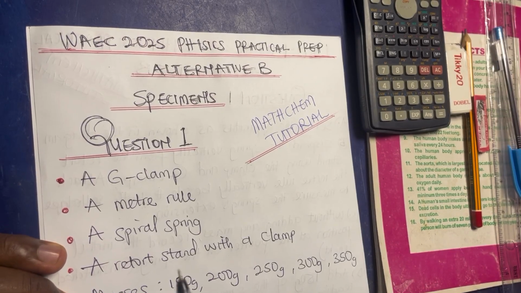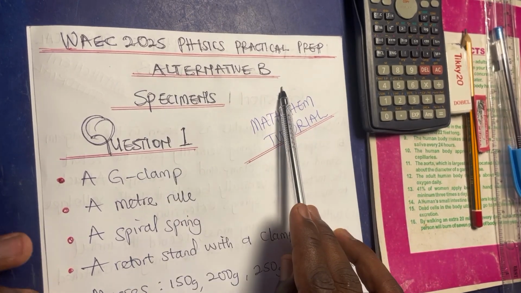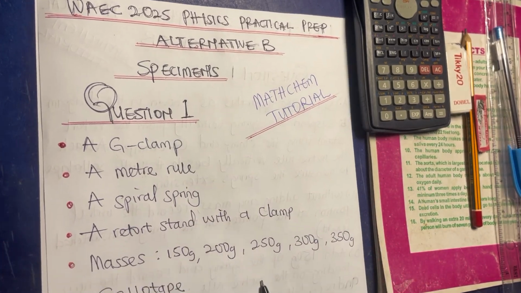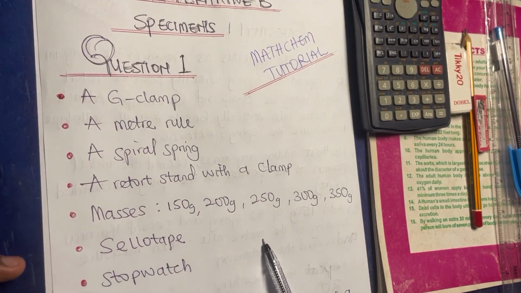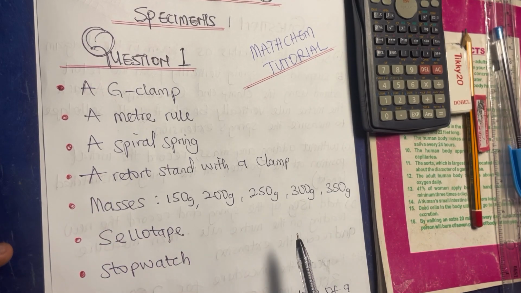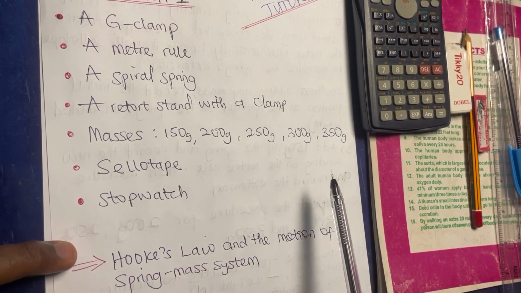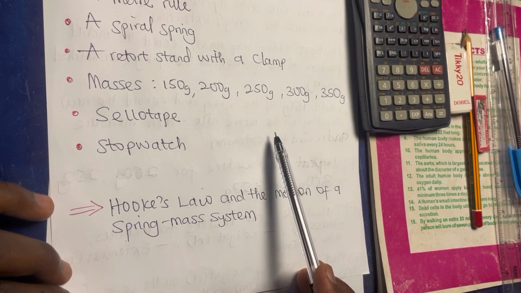In this video, we'll be looking into WAEC 2025 Physics Practical Prep. So this is the alternative B, and this is the specimen for question number 1. As you can see, the specimen: a G clamp, a metal rule, a spiral spring, a retort stand with a clamp, masses of 150 gram, 200 gram, 250, 300, 350, sellotape, and a stopwatch.